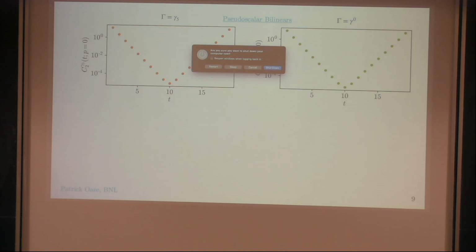Looking at the 2-point correlators that I just discussed, this is what you conventionally expect to see from a lattice calculation. I don't want to shut this computer down. All right, thank you.